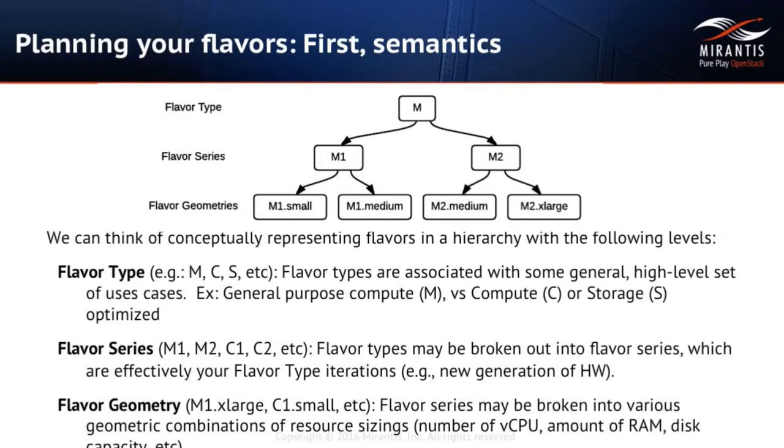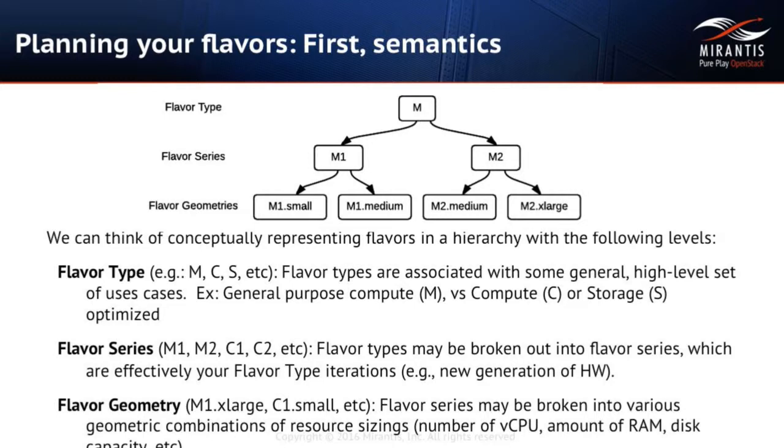Then we can break that down into the flavor series. Think about your flavor series in terms of maybe the generation of the flavor, and in terms of lifecycle management also, and how that ties into your hardware and advancing. Let's say you have a new generation of hardware and your old hardware is going to go end of life, for example, how that ties into your versioning of those flavor types, which I'm calling the flavor series. And then you can further break down the flavor series into the geometric variations that you want to support. We won't focus on the last part. We'll focus on the first two pieces.